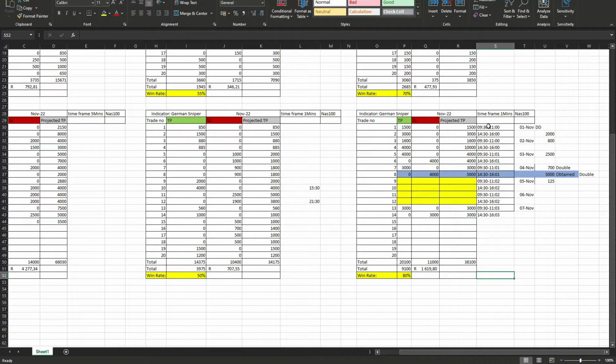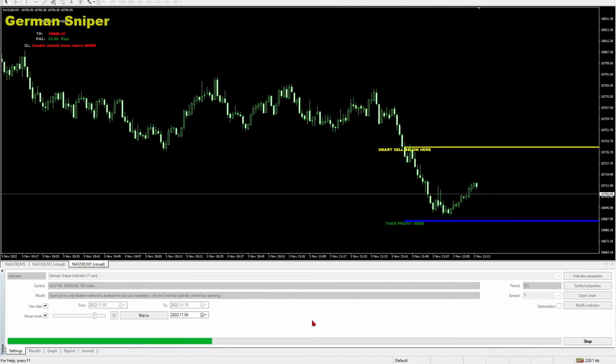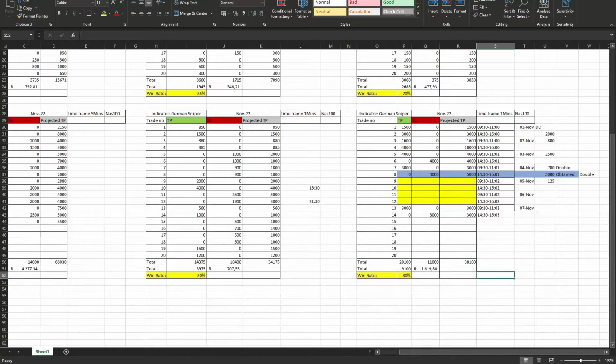So let's just go through some of the trades that were taken. So we just skipped through to the 4th of November, and over here you can see that on the 4th of November there was a 3,000 pip take profit trade, and the drawdown was around 700 pips, and it was a double. I'll show you what that means now.